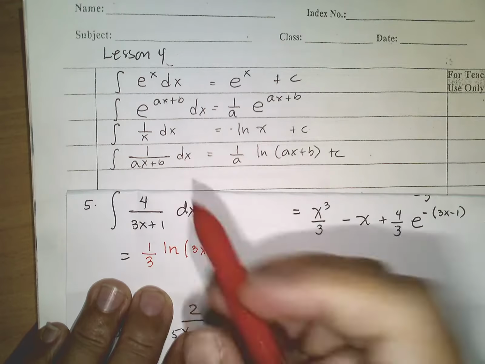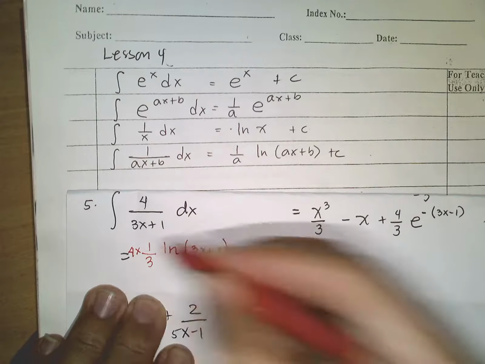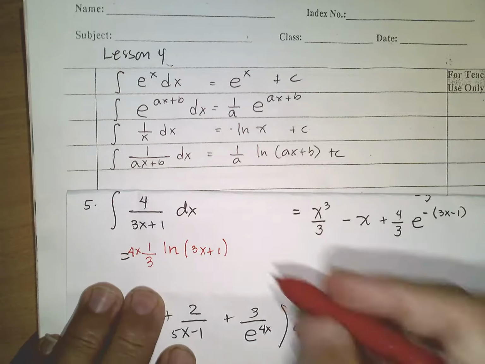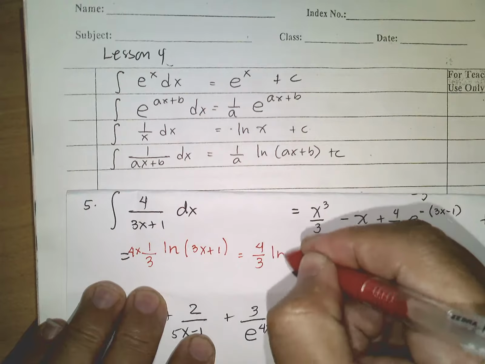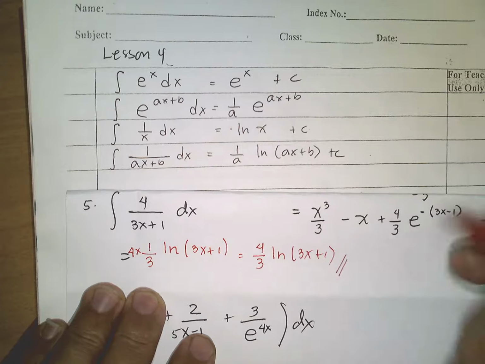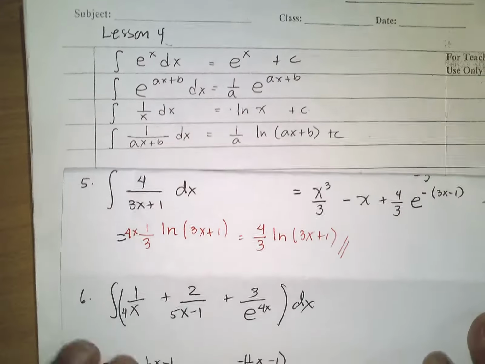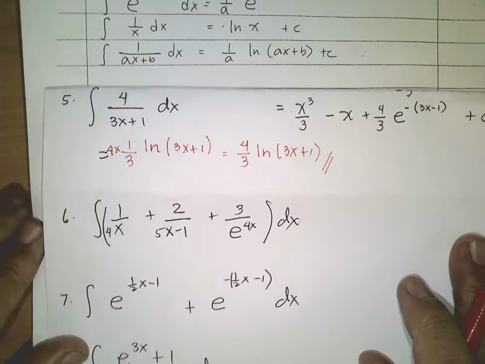Alright? But wait, there's 4 here. So meaning you just multiply this by 4 times 1. So the answer now is 4 over 3 natural logarithm of 3x plus 1, and that is now the final answer. Let's proceed to number 6.